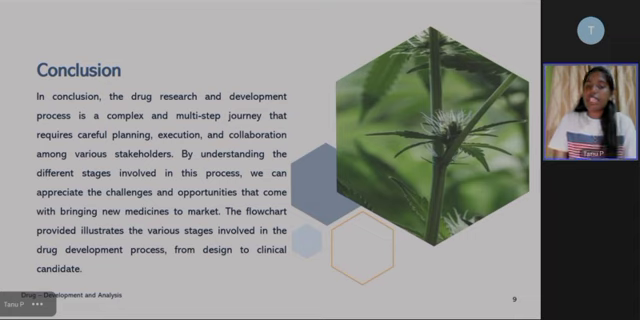to clinical candidate. Drug development and analysis is a complex and multidisciplinary field which involves the expertise in chemistry, biology and pharmaceutical field. By understanding this, we should work towards the safer and most effective treatment for patients.